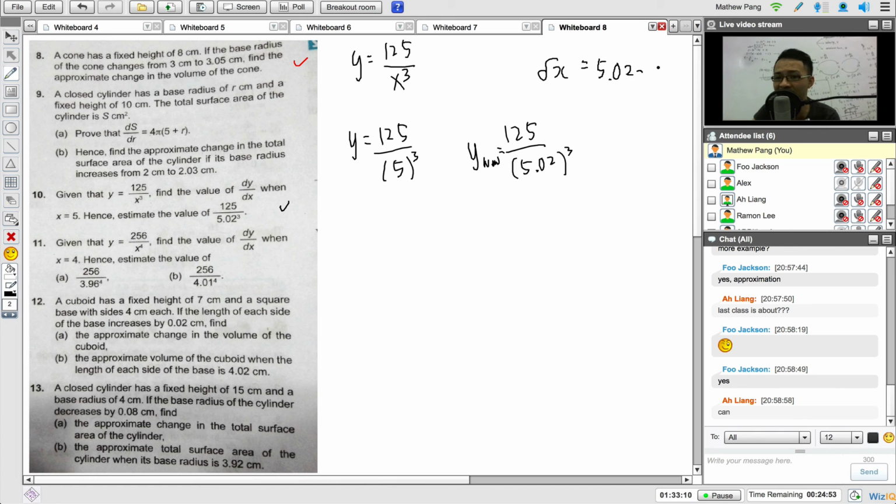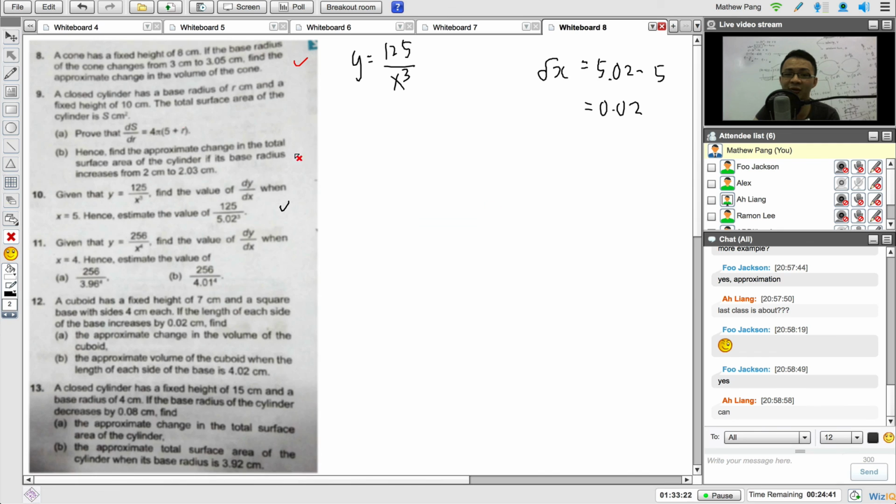The negative will make your whole question wrong. So this one will give you 0.02. Okay, positive. This is positive. Alright, get the idea already. I'm going to erase this part because I'm not going to use it now.